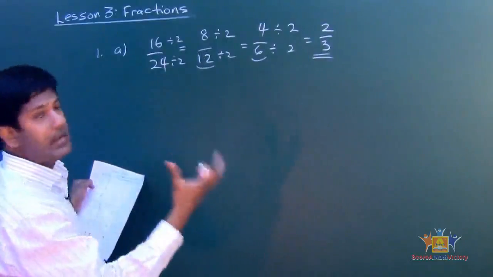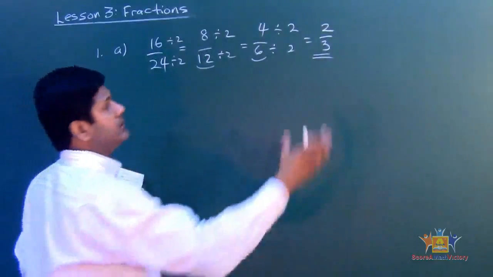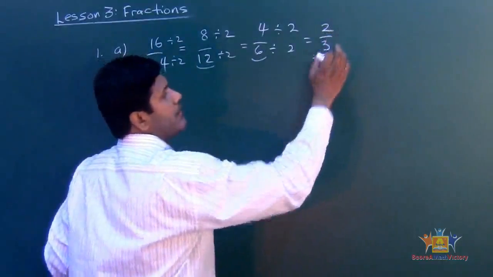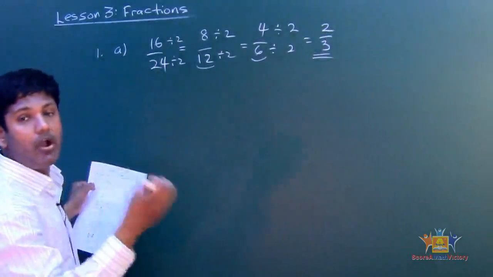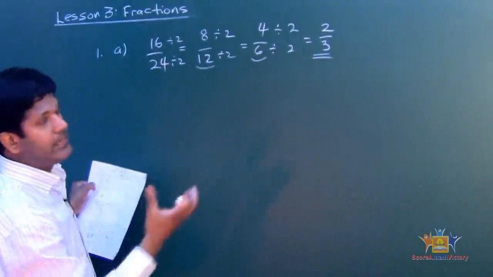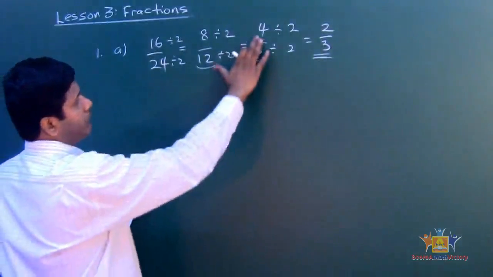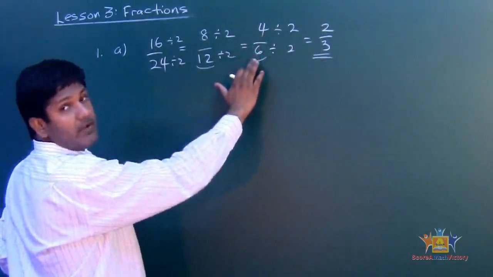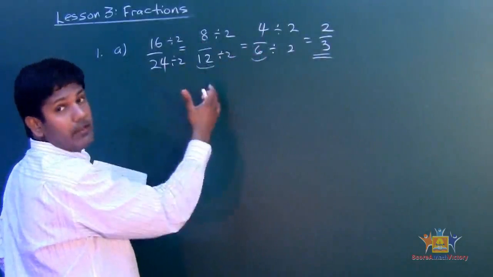It doesn't necessarily have to come down to a prime number, but the numerator and denominator must not have a common number that you can divide them with. But in this case, look at that, 4 over 6, 2 can be divided. 8 over 12, 2 can be divided.